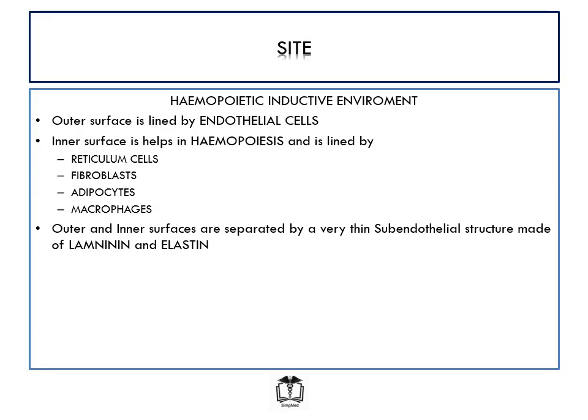Let's start with the outer surface. The outer surface is lined by endothelial cells. The inner surface of the hematopoietic inductive environment is lined by a number of cells, and this is helpful for the process of hematopoiesis. The cells that tend to line the inner surface include reticulum cells, fibroblasts, adipocytes, and macrophages. Please take note of each of the cells. These cells would all contribute to the formation of structures within the heme space. The outer and inner surfaces are separated by a very thin subendothelial structure, which is made up of a combination of two proteinous materials, laminin and elastin.